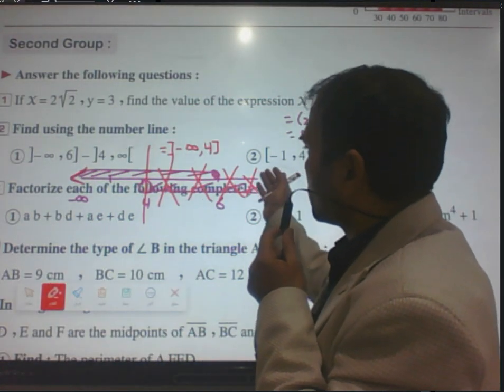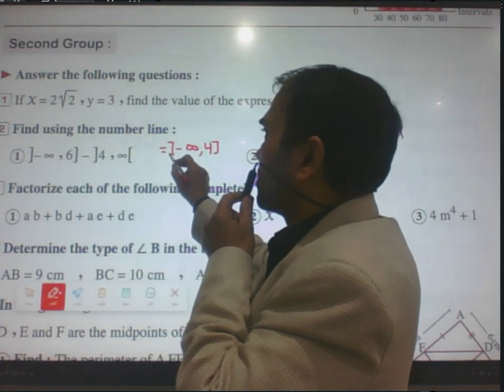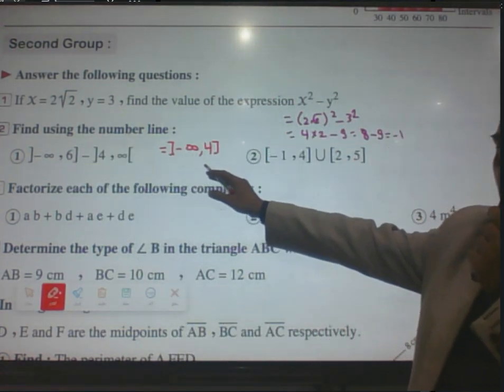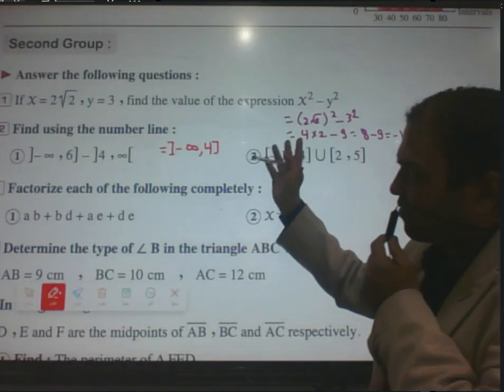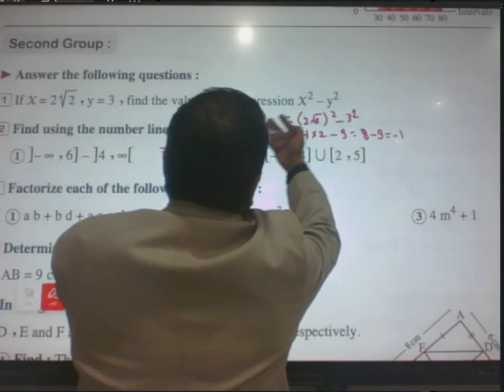Okay, the solution about this question will be open intervals from negative 4 and 2 closed, or half opened from negative infinity to 4. We want to find the union here about this question.